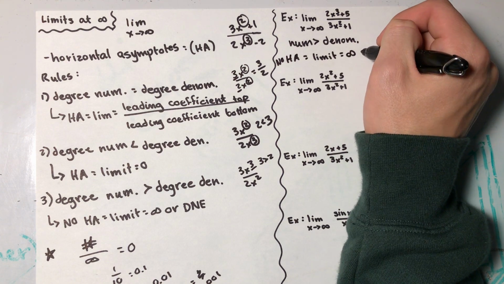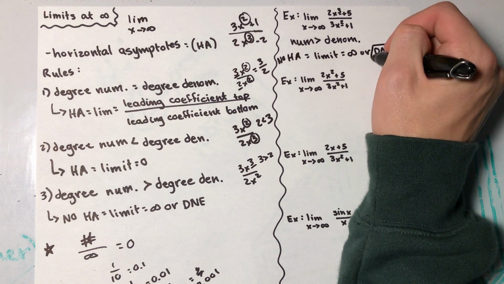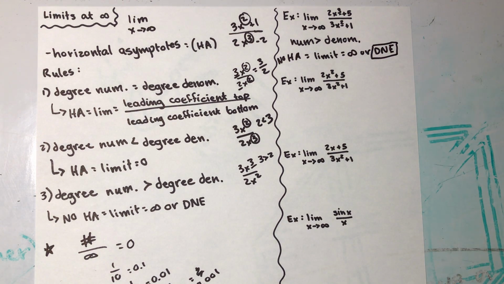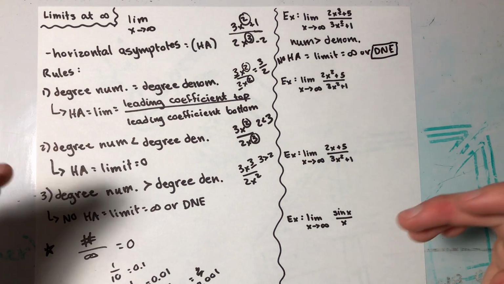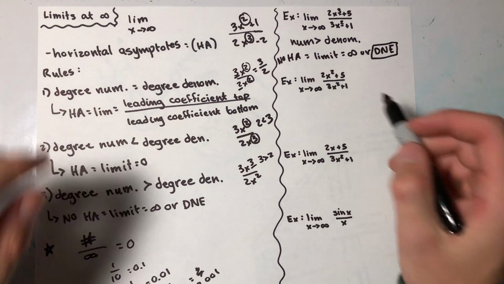does not exist. I would personally say it's better to write does not exist in these cases, because infinity is not a number, it's a constant, so just simply write does not exist. But if you see infinity, it's the same thing as does not exist. So let's go over to the next one.